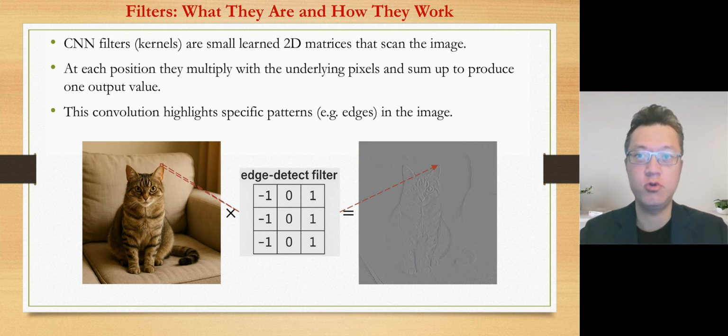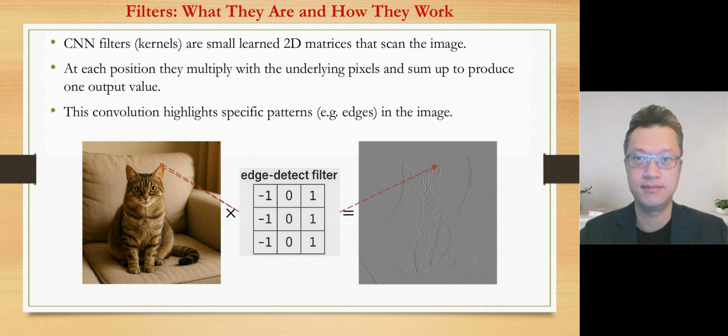Imagine we have a small filter, say a 3 by 3 matrix of numbers, that acts like a stencil. We slide this filter over the input image, covering one small patch of pixels at a time. At each position, we multiply the filter's values with the pixels underneath and add them up to get one number. This process is called convolution. The filter is effectively looking for a specific pattern.